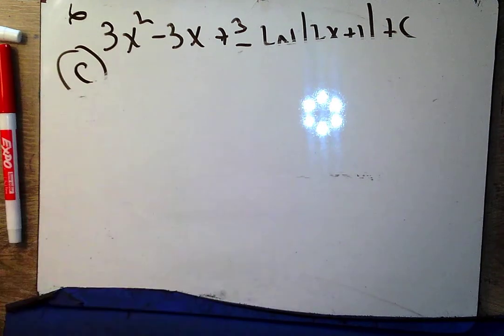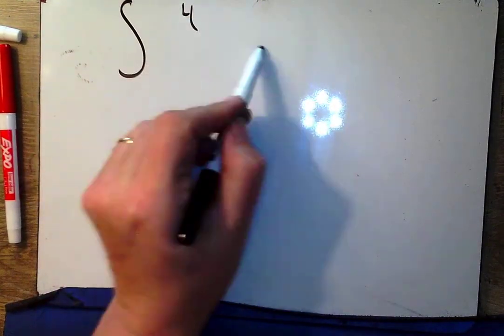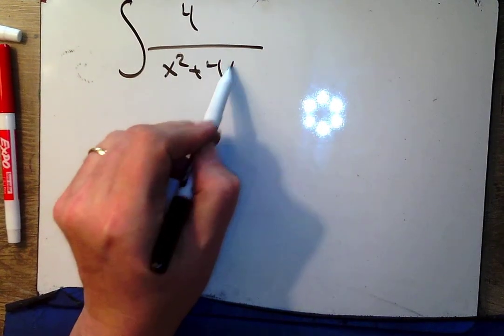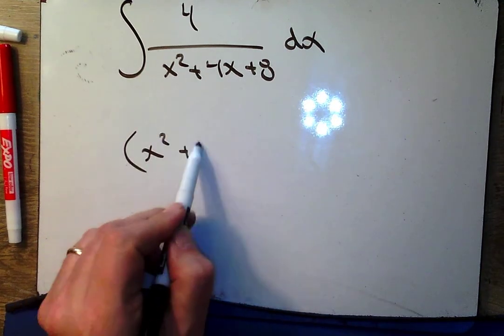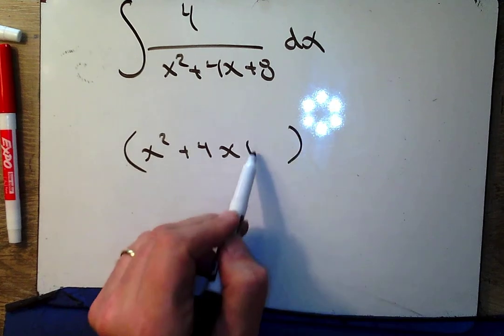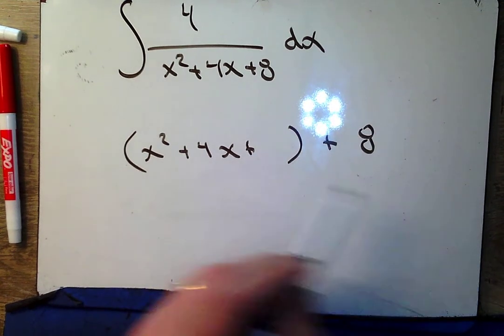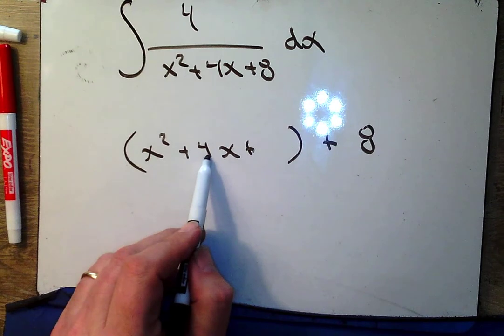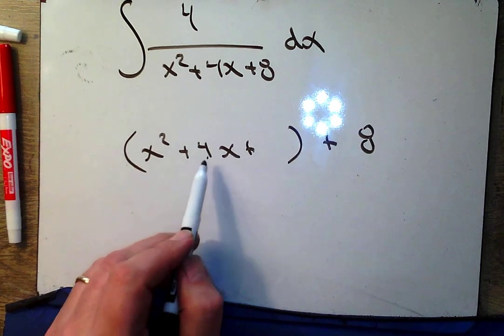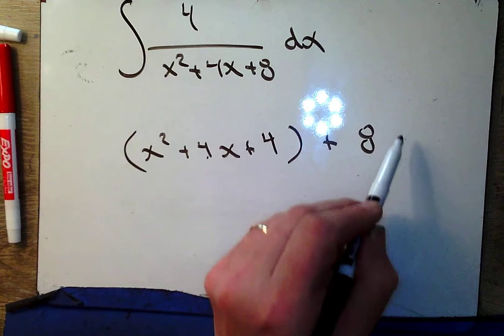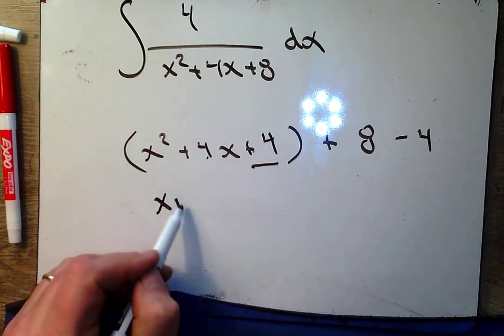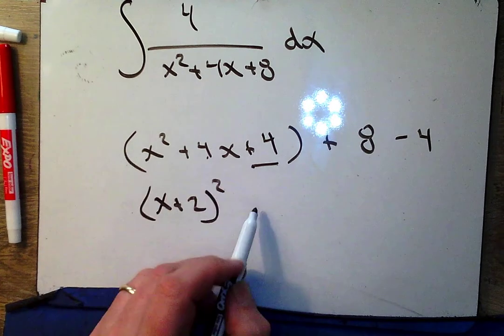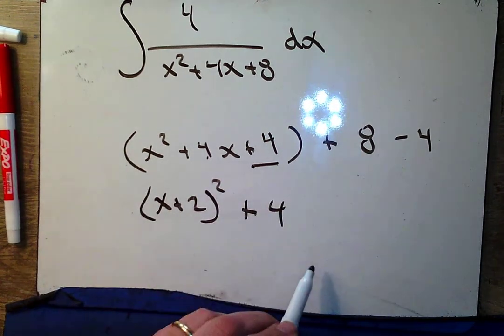Okay, 7. Ooh, completing the square. I've got 4 over x squared plus 4x plus 8 dx. So I'm going to isolate the x stuff and have this plus 8. Okay, magic amount, b over 2. So 4 over 2 is 2. 2 squared is 4. But since I added 4 here, I have to subtract 4 here. So this is x plus 2 squared plus 4.